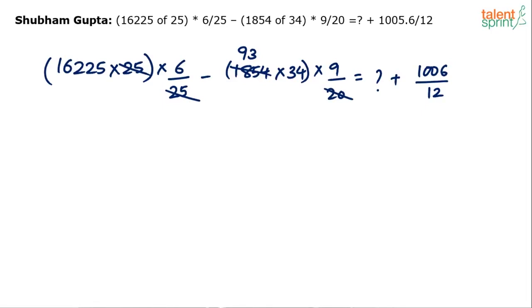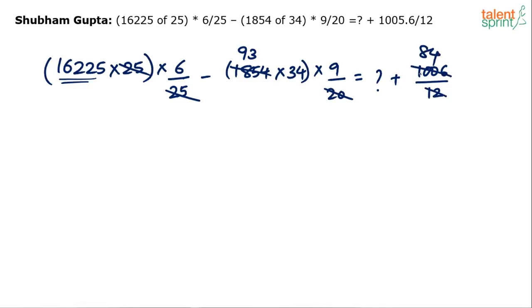Yeah, I think there's no way out. You have to do 16,225 into 6, 93 into 34 into 9 equals question mark plus 1006 by 12. What is 1006 by 12, by the way? 960 is 80 times. 960 by 12 is 80. 46 by 12 can be taken as 4. Approximately this is 84. You're getting it?